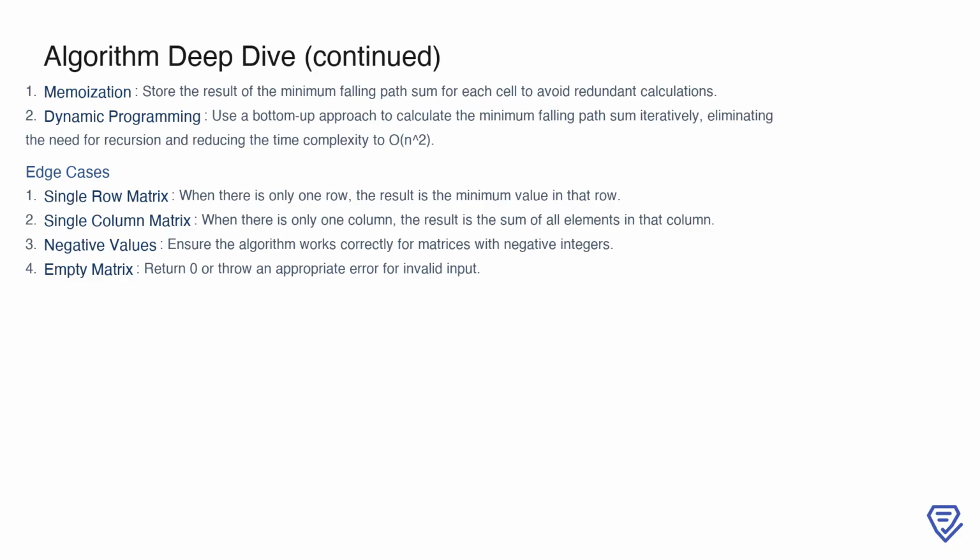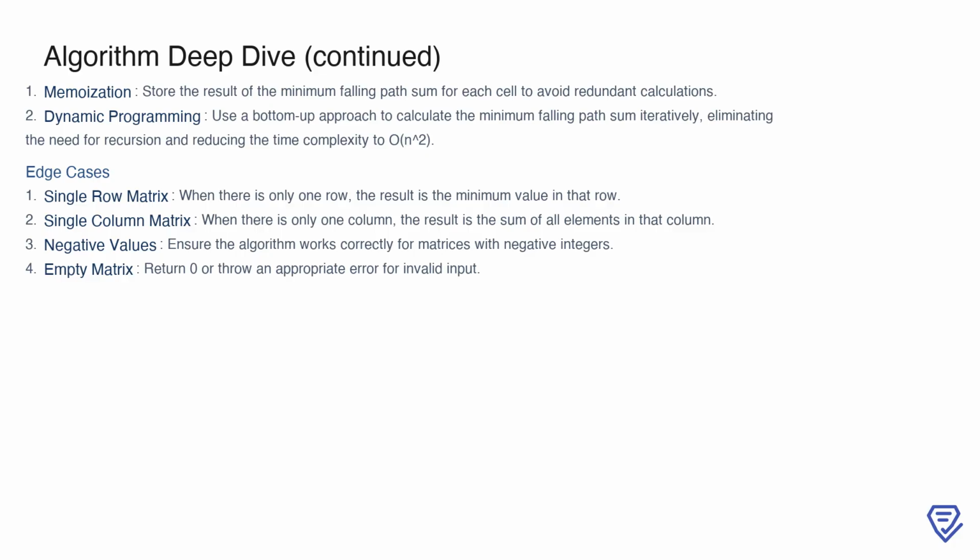It's also important to consider edge cases. For example, if the matrix contains only one row, the result is simply the minimum value in that row since there's no falling path. For a single column matrix, the result is the sum of all elements in the column since there's no choice but to follow a straight path downward.